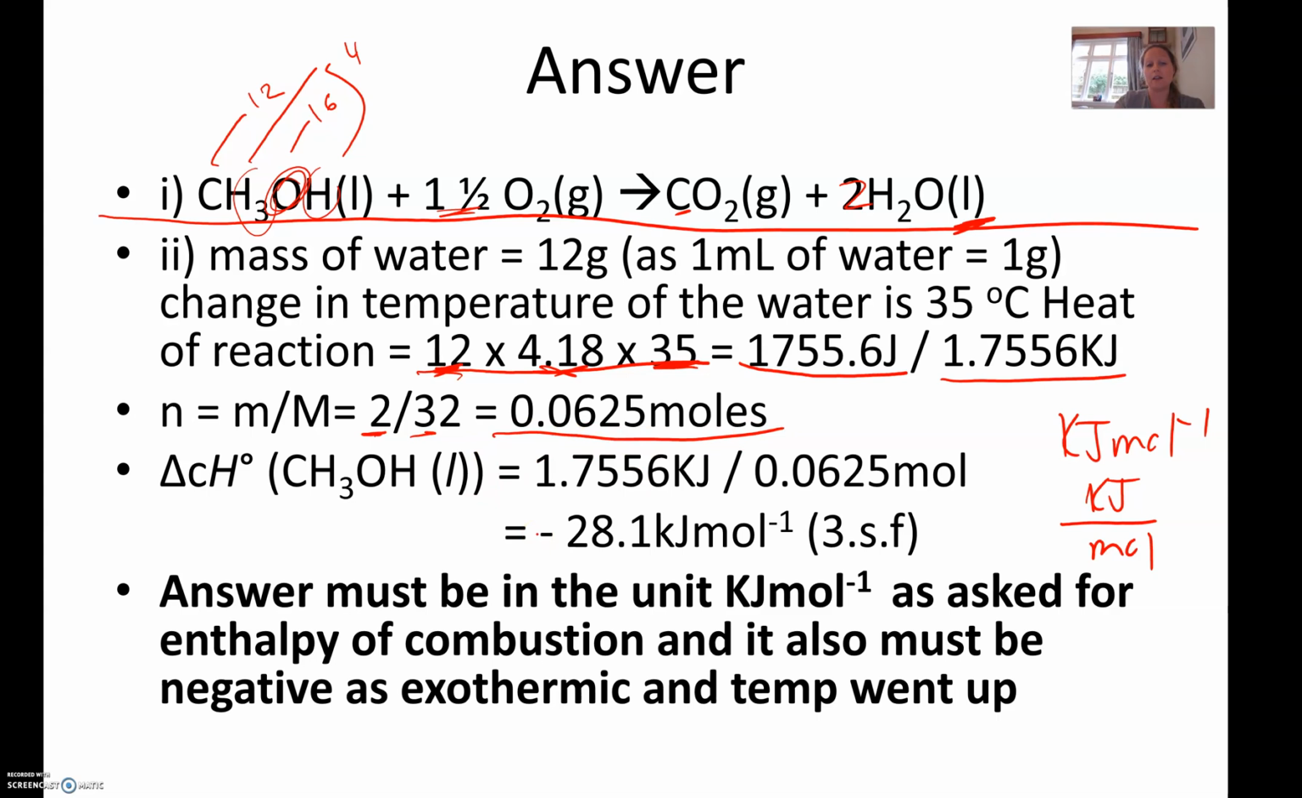So to work out the answer, we're going to take the energy and divide it by the number of moles. And you'll see that the answer here is negative 28.1 kilojoules per mole. Why have I put the negative? I've put the negative because it's an exothermic reaction. The temperature of this reaction went up. And therefore this has to have been a negative reaction because heat energy was being released. I'm going to pause here and we'll do a part C of this video.